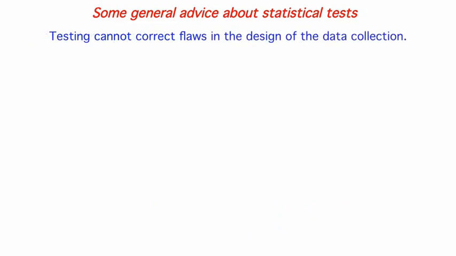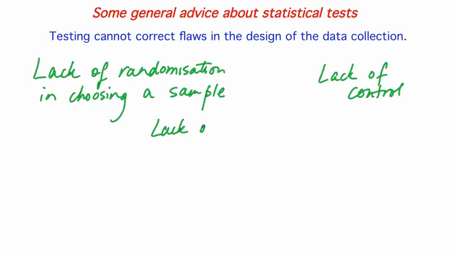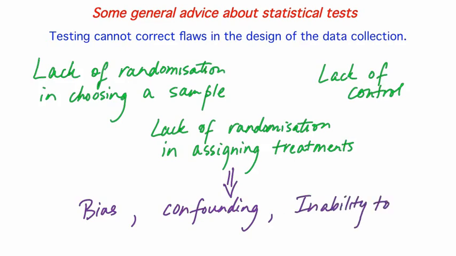Our second piece of advice is that data collection matters. No sophisticated testing can correct fundamental flaws in the data collection process. If the sample wasn't randomly chosen, or we haven't controlled what we could, or we haven't randomly assigned treatments to subjects, then we can expect to have bias, confounding, and we won't be able to make causal conclusions.